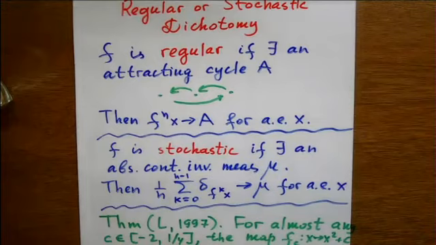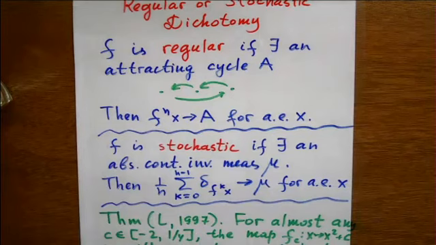So there are two types of maps. Well, there are three types of maps in the real quadratic family, but here I define two of them. Regular maps, also called hyperbolic maps, are maps which have an attracting cycle. So we have an attracting cycle of points which attracts almost everything. The multiplier in this cycle is strictly less than one, and almost anything converges to this cycle. These maps are called regular, and the corresponding parameter values are called regular parameter values.